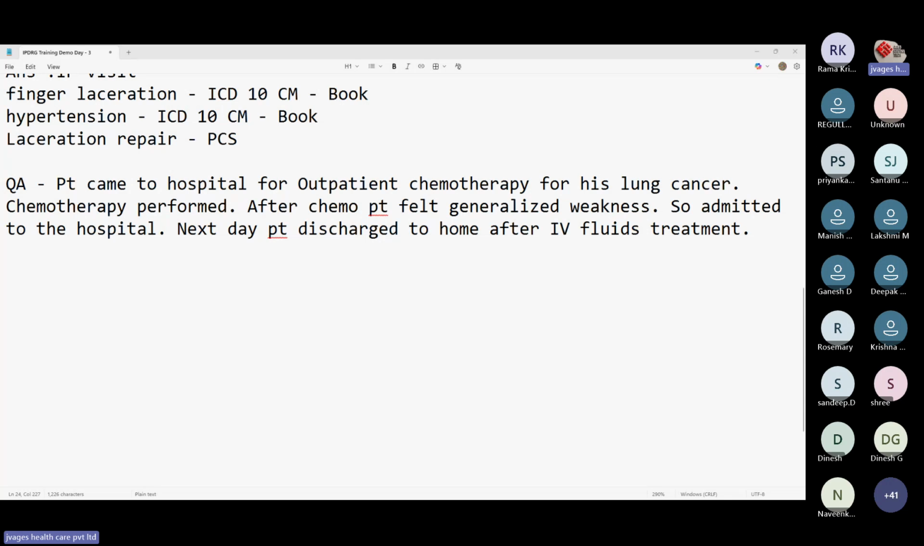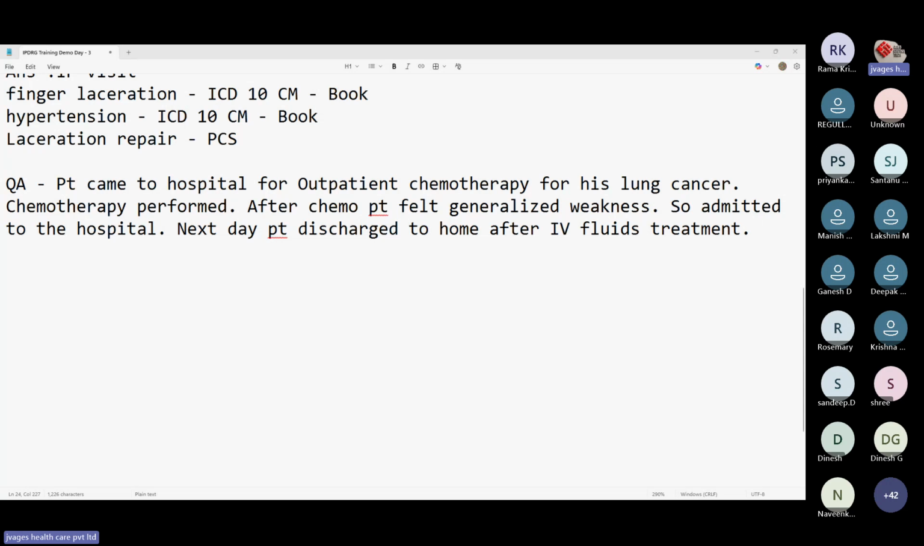After chemotherapy, the patient felt weakness. You know, after chemotherapy, a lot of complications may happen to the patient. It might be dehydration, it might be hypotension or hypertension. Weakness is common after chemotherapy treatment. So the patient was admitted to the hospital. The next day, the patient was discharged home after IV fluids treatment. Simple logic: the patient came to the hospital for outpatient chemotherapy services. He did not come intentionally to be admitted, just for regular chemotherapy. But after chemo, the patient developed weakness, so he was admitted.